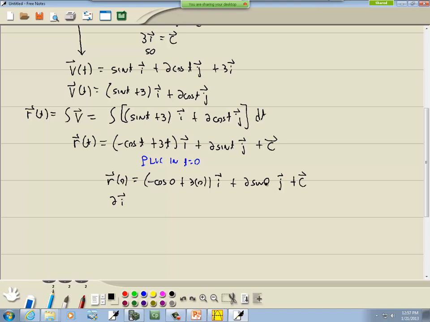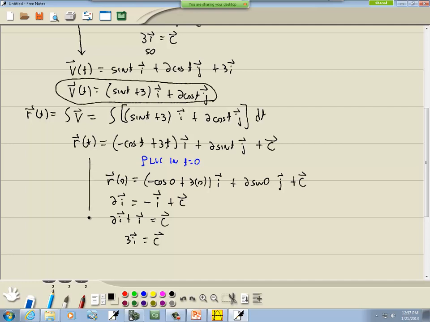Now sine 0 is 0, so that drops away. 3 times 0 is 0, so that drops away. Cosine of 0 is 1, so that's negative 1i, or negative i. So negative i plus our constant vector. Take negative i to the left side, it becomes 2i plus i equals our constant vector, or our constant vector is equal to 3i. Guess that was the first piece they were asking for.